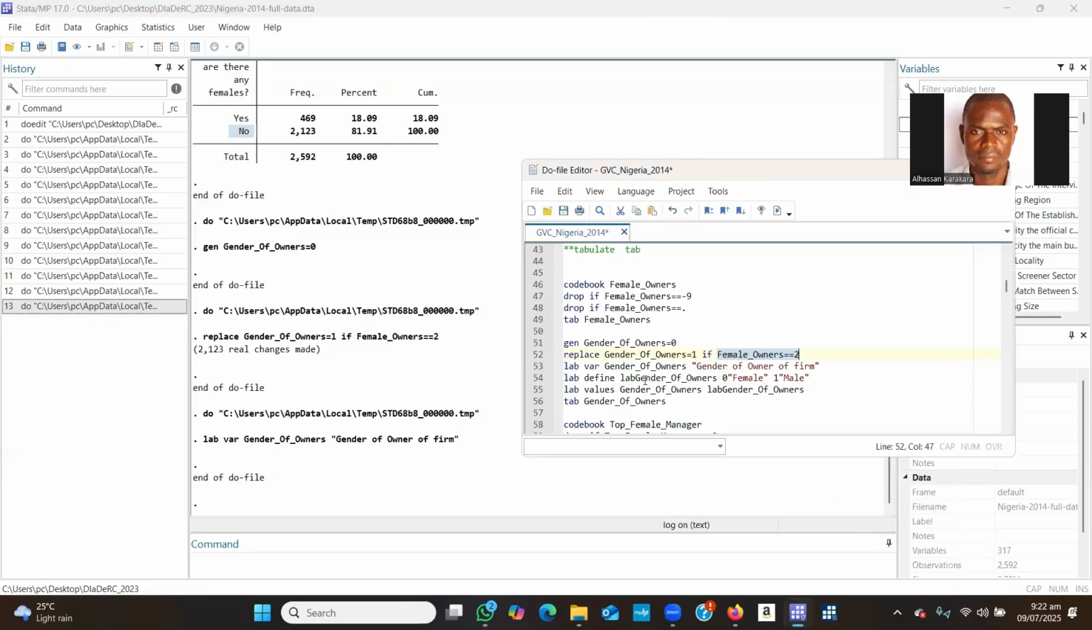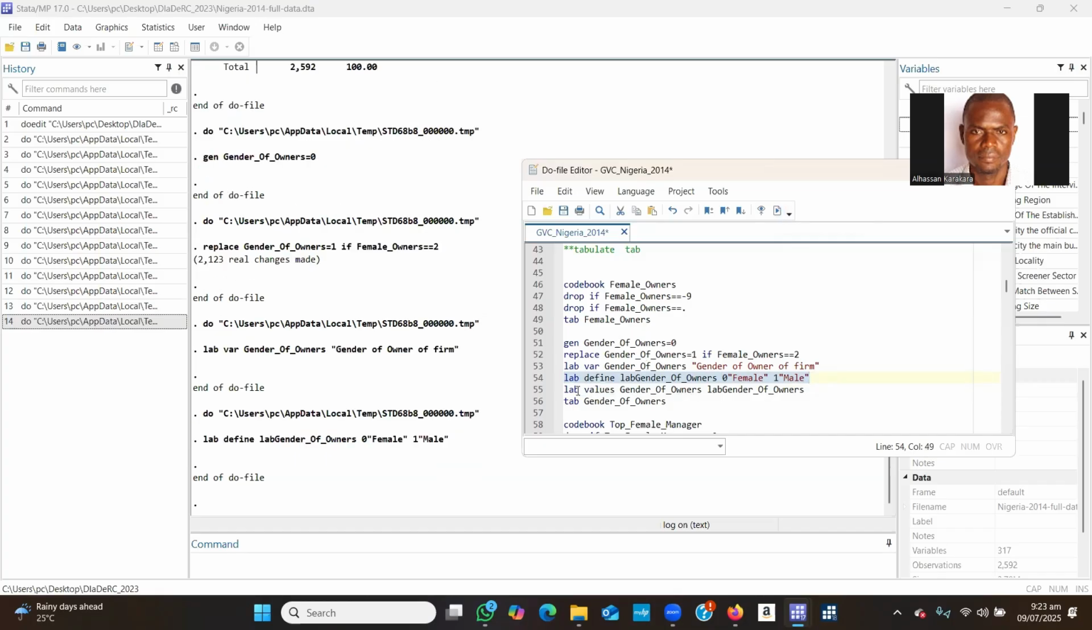So in our lab define, it will just be lab define the variable 0 with brackets open. There's no space between the brackets open and the 0. Then you type female. Then you continue with 1, but there will be a space after you type female. Then you type 1. There's no space between the 1 and the quotation marks. Then you type male in it. So you are telling STATA that you are now labeling the yes or no to female and male. So after labeling, you run.